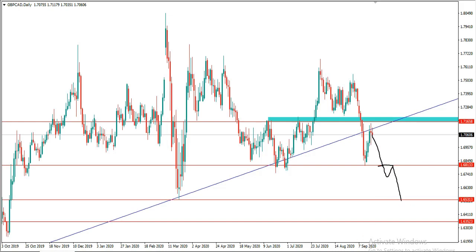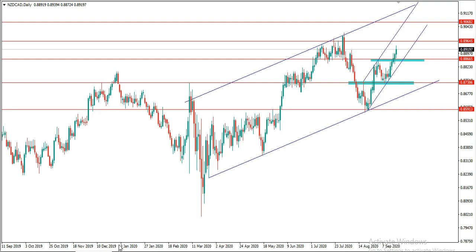Next is NZD/CAD, and on NZD/CAD we have a daily close, even a weekly close, above the 88.66 level. As long as price remains above that level, we'll expect to see that area act as support this coming week. And if that area holds as support, then we are going to be taking a long trade to 89.64 and 90.68.